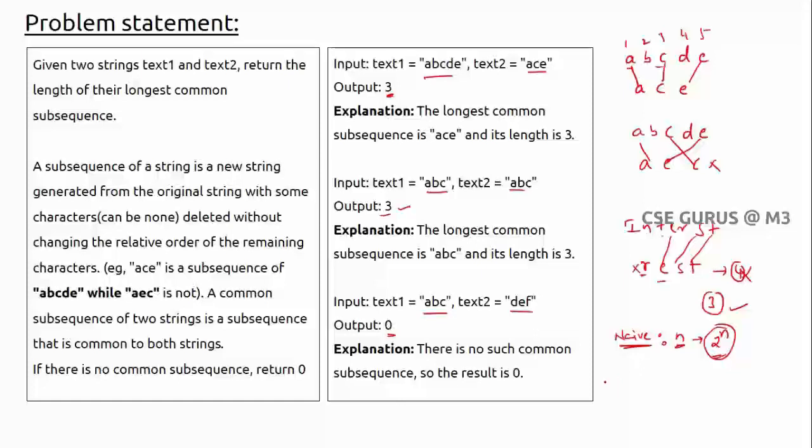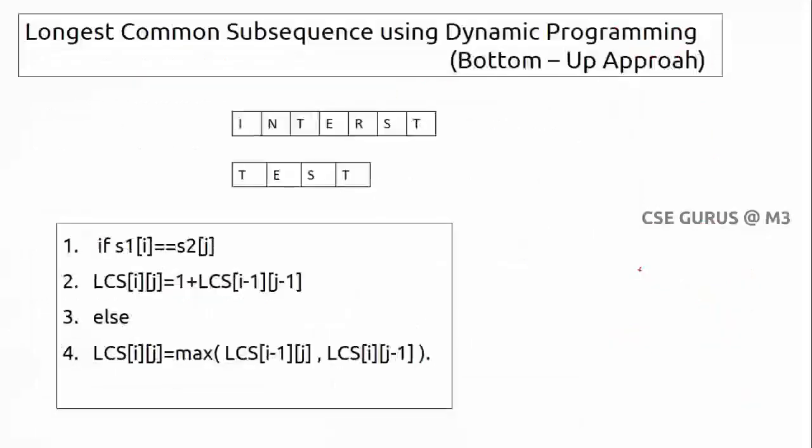Is there any non-exponential solution? Definitely, with dynamic programming the complexity will be only n square. We'll see how it becomes n square and how to get that answer. Here I'm taking the longest common subsequence using the dynamic programming approach. I go for the bottom-up approach. I have taken two strings, S1 and S2.